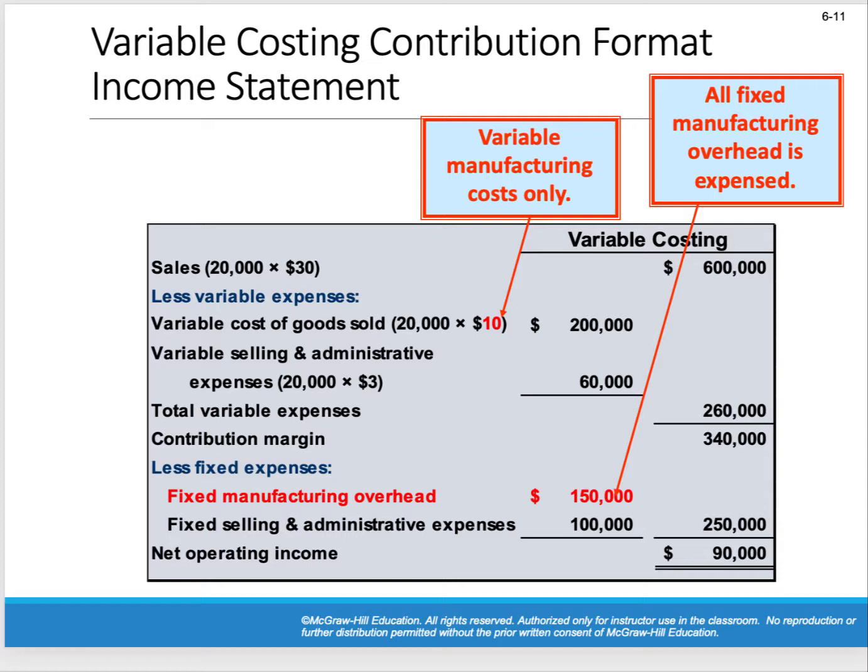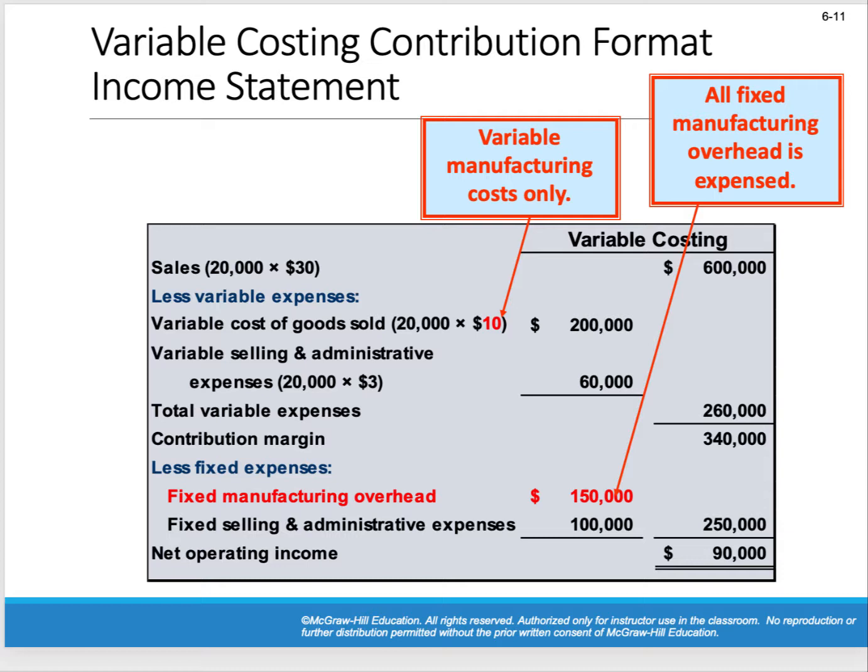Okay. And if you think back to the definition of a contribution margin, it says we take our sales and we subtract out all variable expenses. Doesn't matter if it's a product cost or a period cost. If it's variable and we're doing the contribution formatted income statement, we're subtracting out our variable selling and administrative expenses. Okay? They tell us that the variable selling and administrative expenses is $3 per unit times 20,000, gives us 60 grand. Subtract total variable from the sales, we get a contribution margin of 340,000.